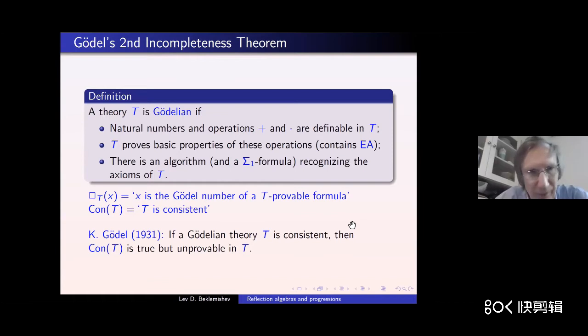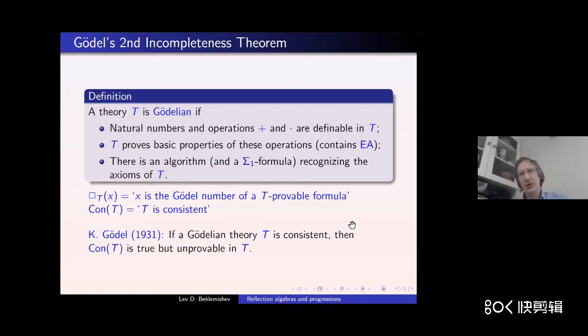Secondly, we assume that a Gödelian theory proves some basic properties of these operations. For example, it is sufficient to assume that it contains the axioms of elementary arithmetic. It's a pretty weak assumption. And then the third requirement is perhaps the most significant one, that there is an algorithm, or equivalently a sigma 1 formula, recognizing the axioms of your theory.